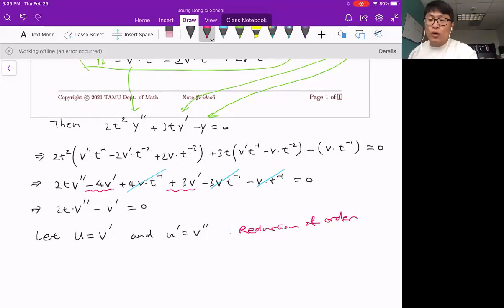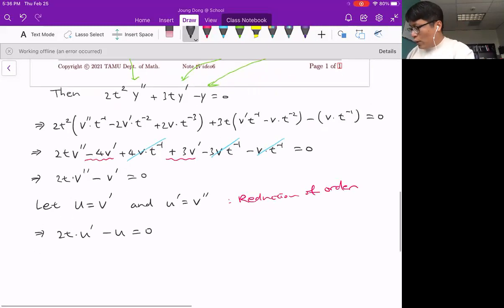Then when you replace your v as u, that one can be written as 2t u prime minus u equals 0 now. It's a first order linear differential equation, okay? There are two ways to solve this one. We can use the integrating factor, or this is totally separable, okay?